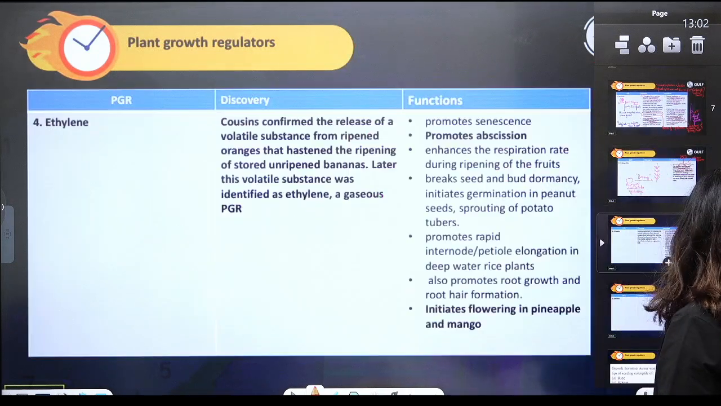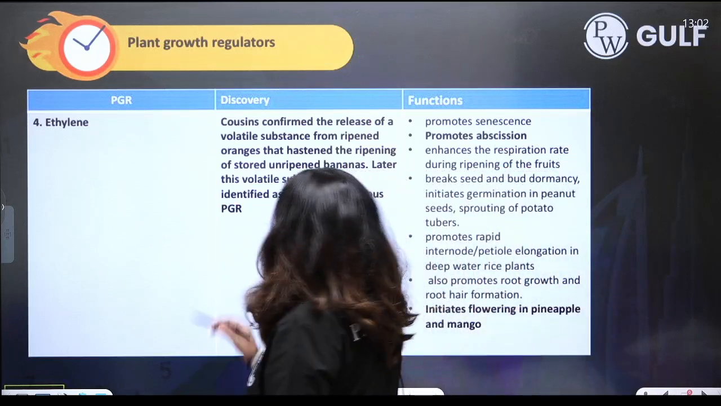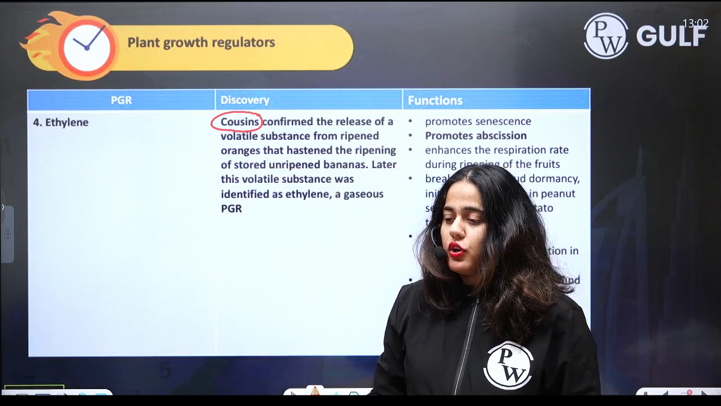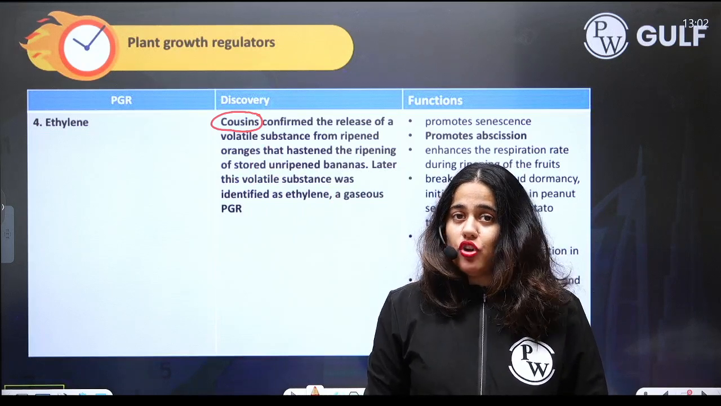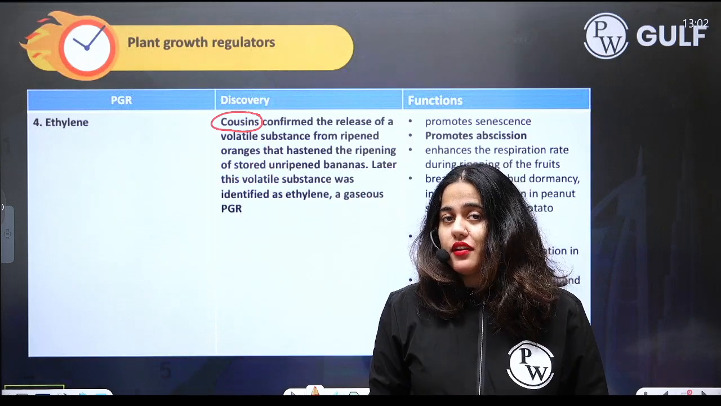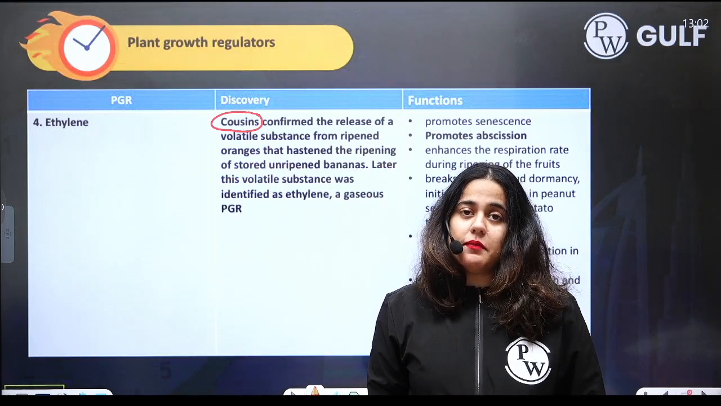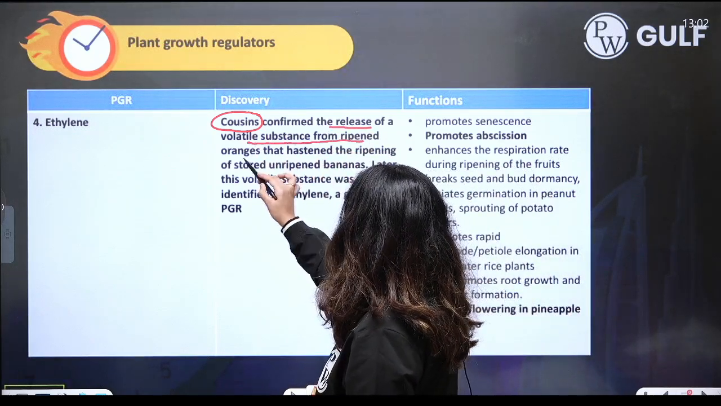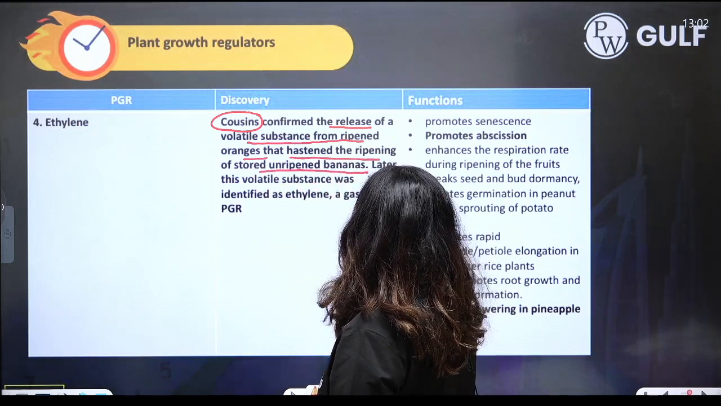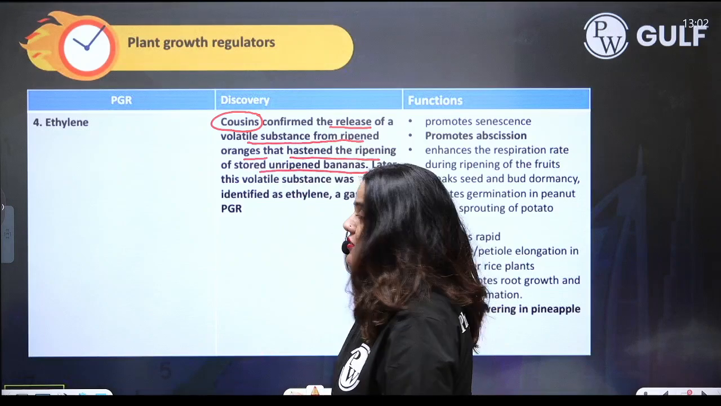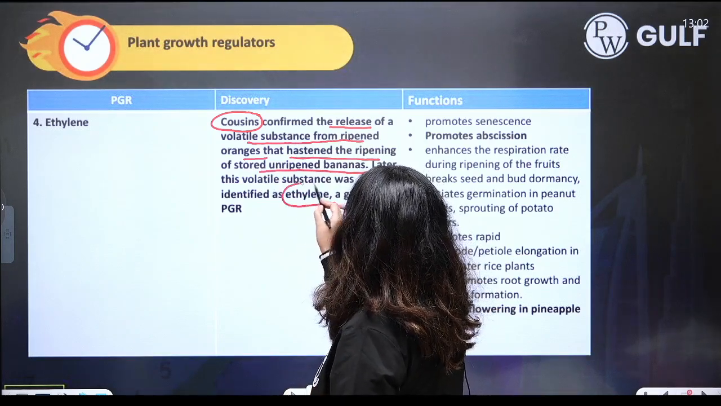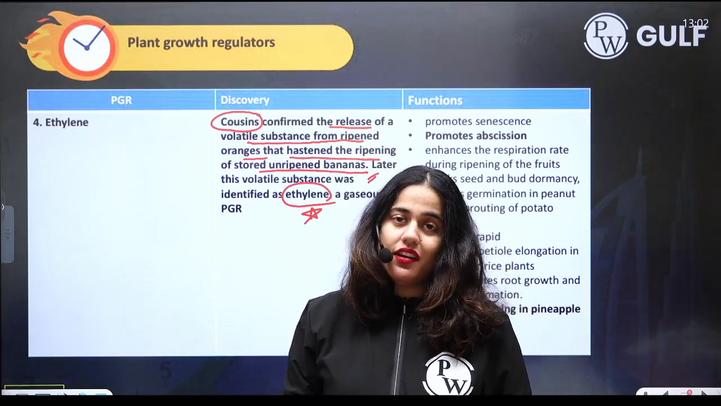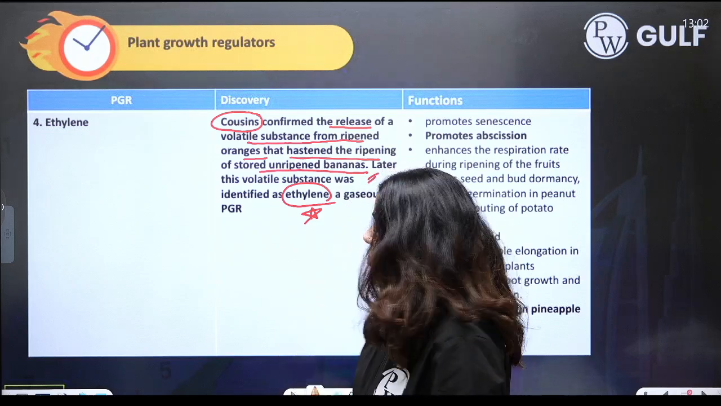Next is ethylene. The discovery of ethylene starts with Cousins. Cousins confirmed that when you put orange with banana, some gaseous chemical is released from the orange, which ripens the banana. The release of a volatile substance from oranges hastens the ripening of unripened banana. Later on, this substance was discovered to be ethylene. So whenever you put oranges with banana, the oranges lead to faster ripening of the banana.